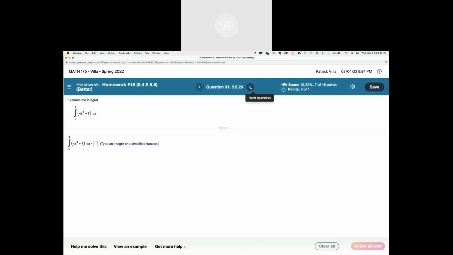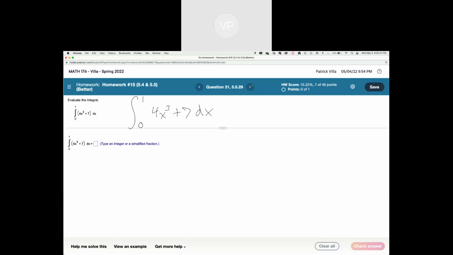Okay, so number 31. I just like to rewrite these a little larger, so that's why you see me write it here in the middle of the top of the screen here. We're integrating from 0 to 1, and the function is 4x cubed plus 7 dx.